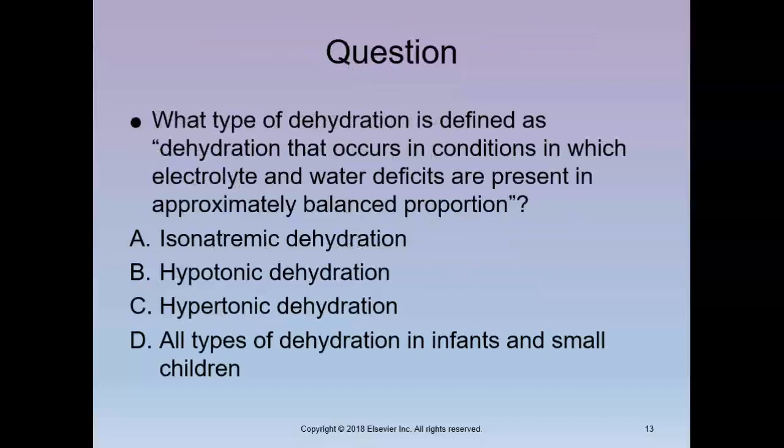What type of dehydration is defined as dehydration that occurs in conditions in which electrolyte and water deficits are present in approximately balanced proportion? Go ahead and pause the video and pick out your answer. The correct answer is A.